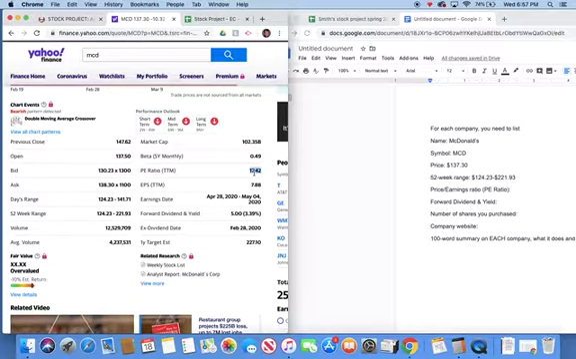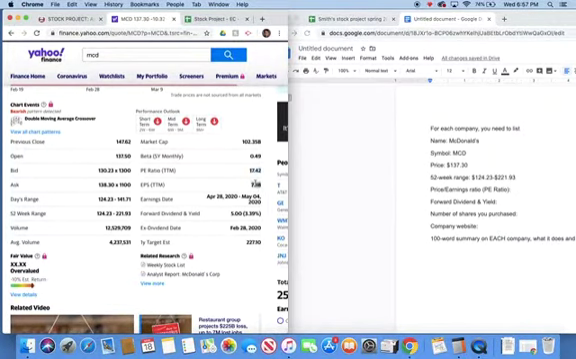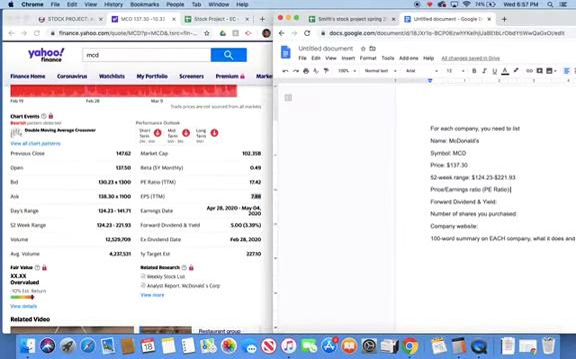One to look at is the P/E ratio. We'll talk about this a little bit more when we study stocks. That's the price to earnings ratio. That is the earnings per share, how much money McDonald's earns per share, which is right here, divided by the stock price. And so this can be an indicator of bargains, because if the price to earnings ratio is really low, that means the stock price is pretty low compared to how much money the company is earning.